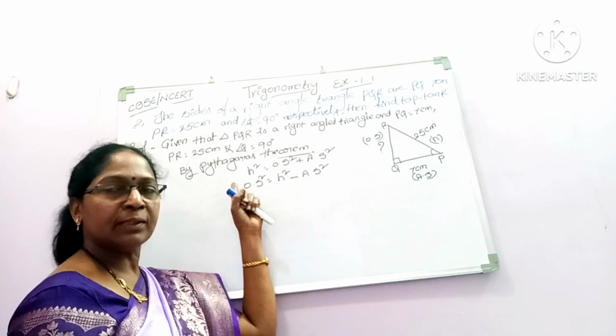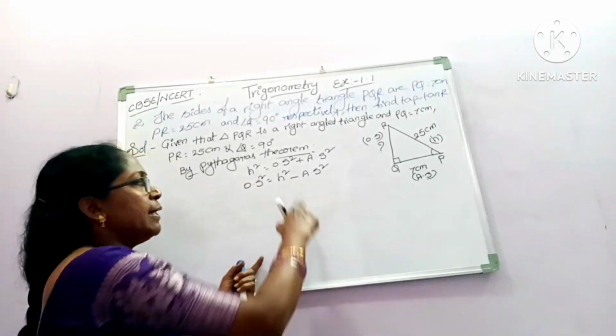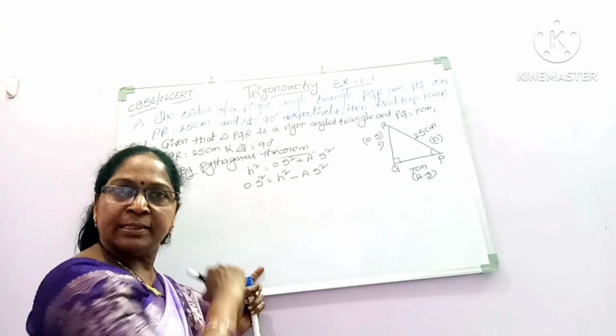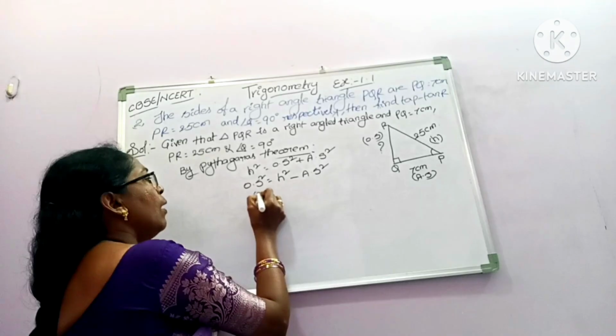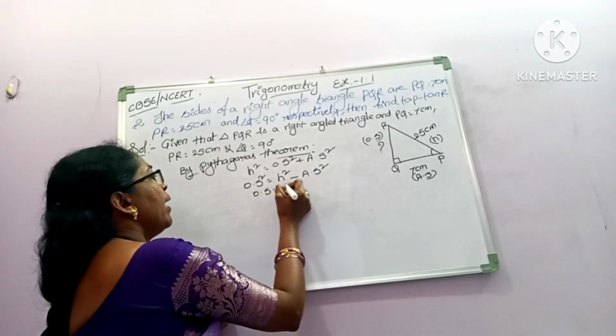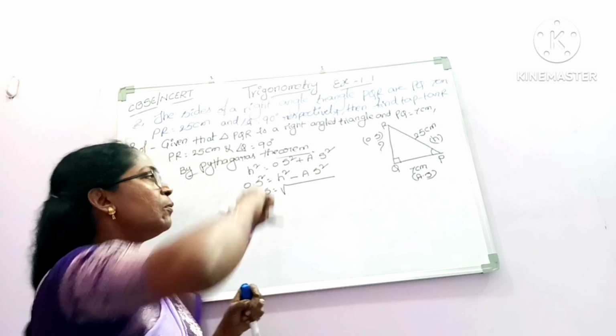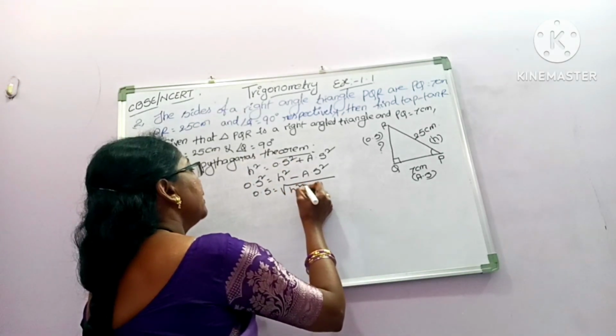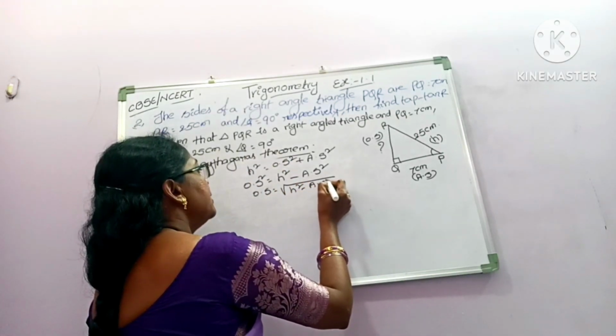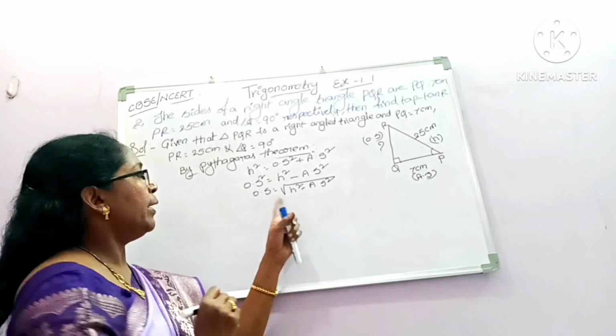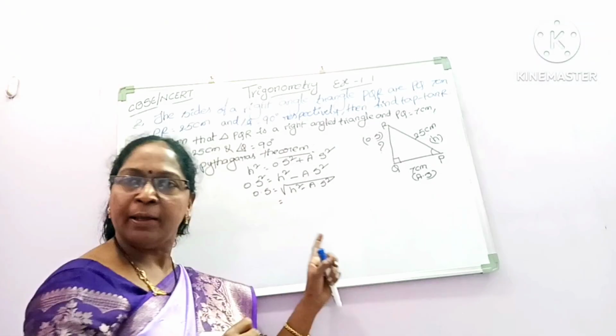This plus goes to the other side. It will become minus. So h square minus adjacent side square. Then opposite side is equal to the square root of, square goes to the other side, it will become square root. So h square minus adjacent side square, where h is nothing but the hypotenuse.